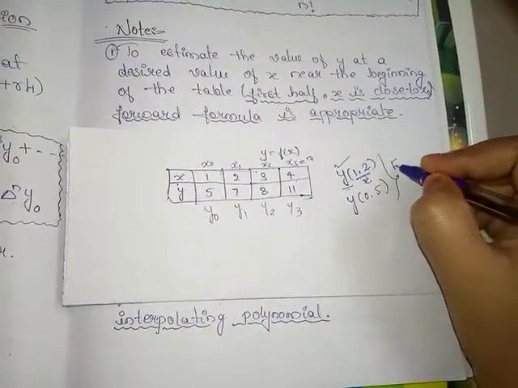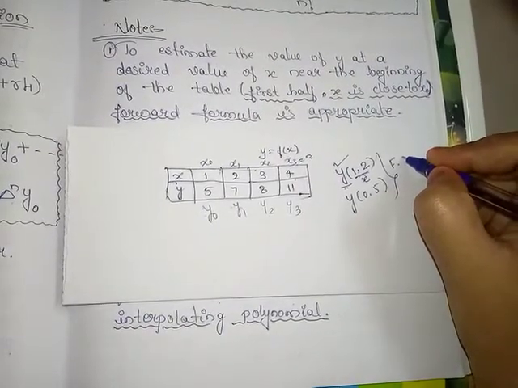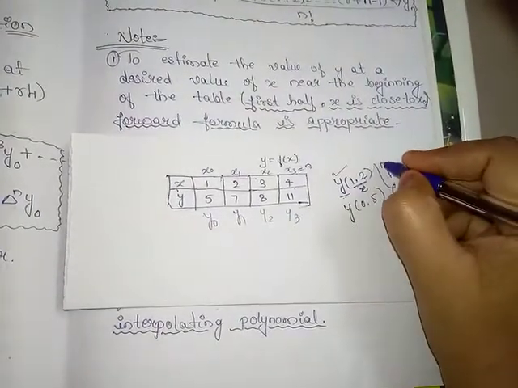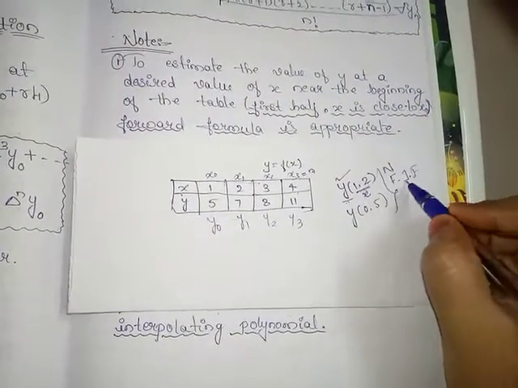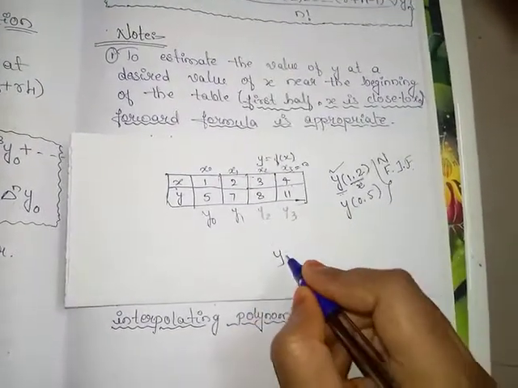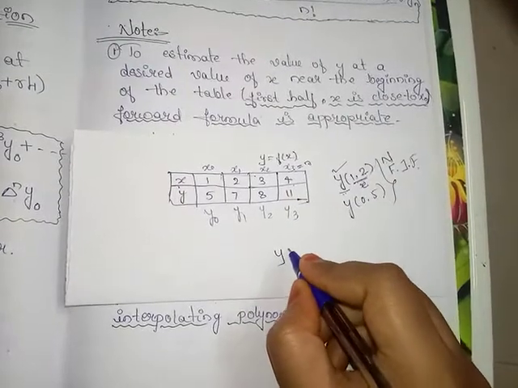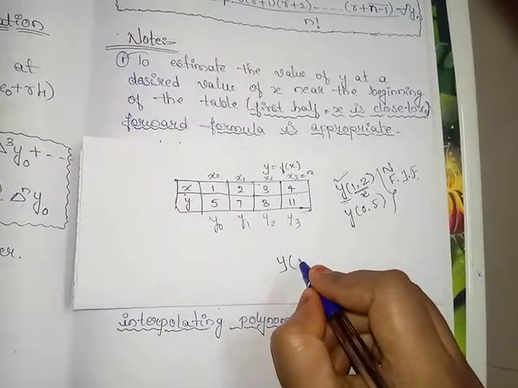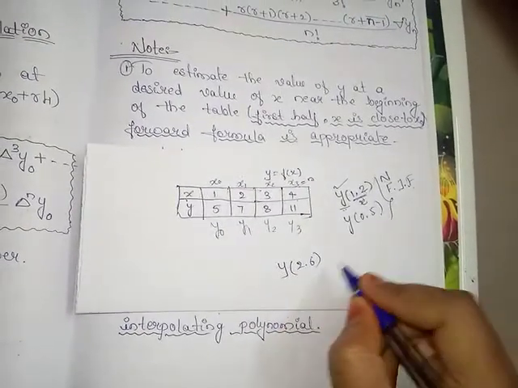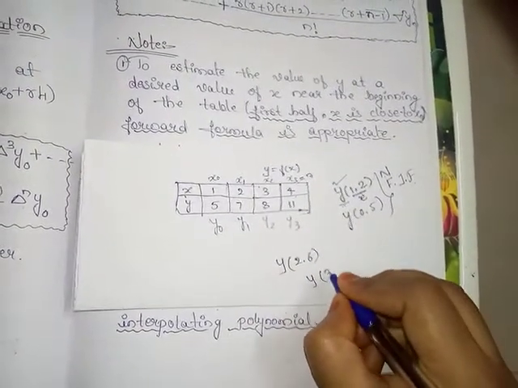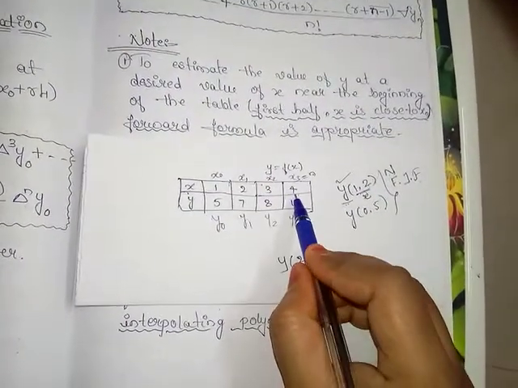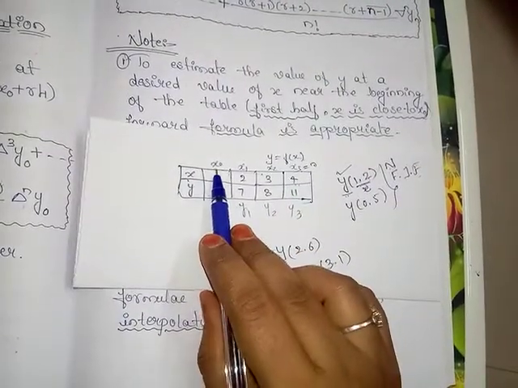We have to apply the forward interpolation formula. Sorry, you have to use Newton's forward interpolation formula. In case they ask to find y of something like 2.6 or y of 3.1, see, these two are near to xn as compared to x naught.